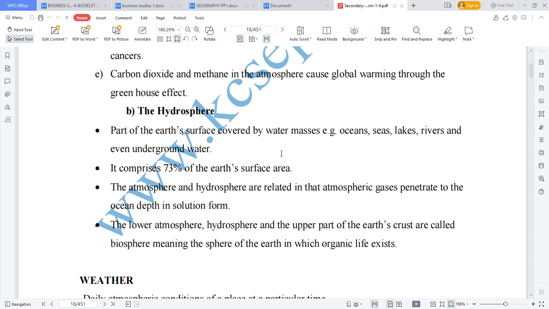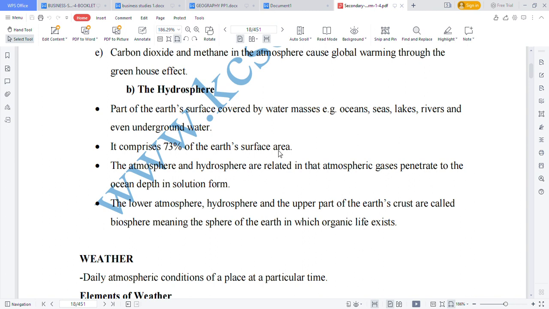The hydrosphere is the part of the Earth's surface covered by water masses, e.g. oceans, seas, lakes, rivers, and even underground water. From the name, hydro means water. It comprises 73% of the Earth's surface area.